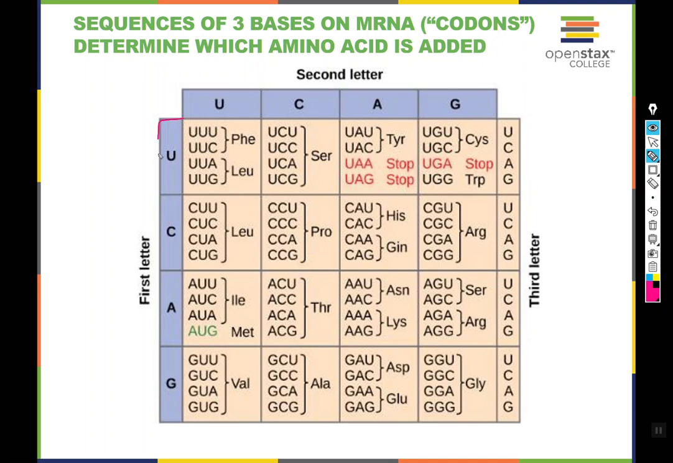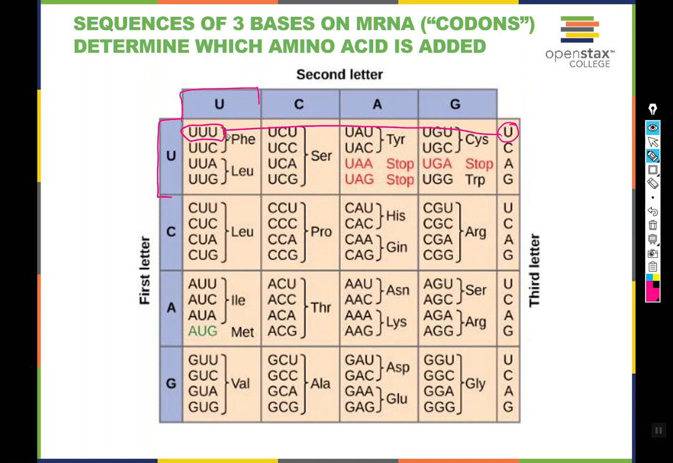So here is the row that I should be in. And the second letter is also U, so that tells me which column I should be in. And then the third letter has this little key here, so I know that I want to be in the top of the stack, which gives me this.